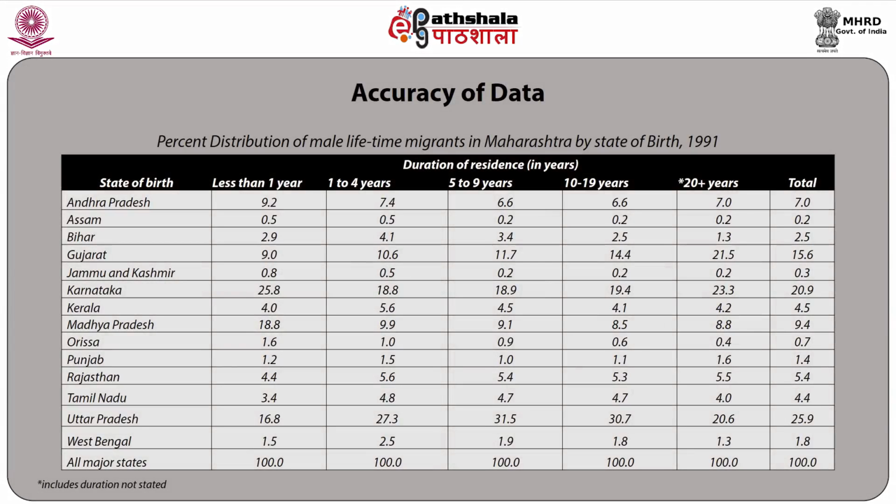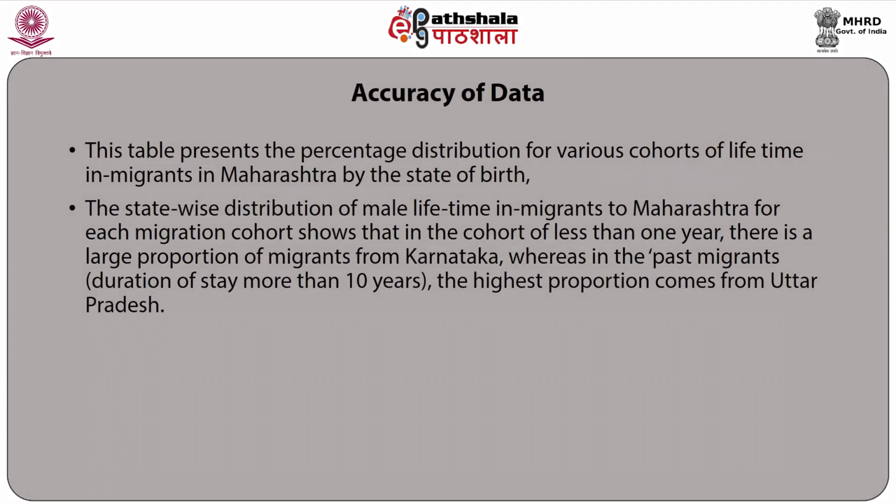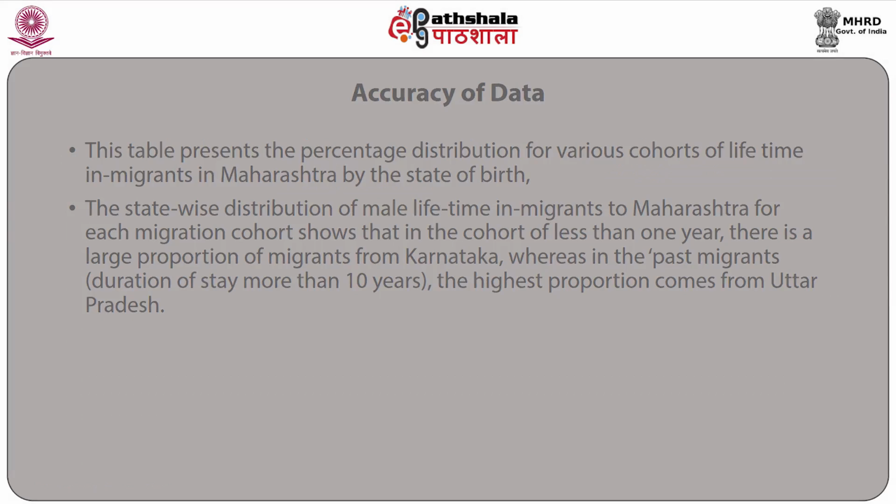This table presents the percentage distribution of various cohorts of lifetime in-migrants in Maharashtra by the state of birth. The state-wise distribution of male lifetime in-migrants to Maharashtra for each migration cohort shows that in the cohort of less than 1 year, there is a large proportion of migrants from Karnataka, whereas among past migrants with duration of stay more than 10 years, the highest proportion comes from Uttar Pradesh.